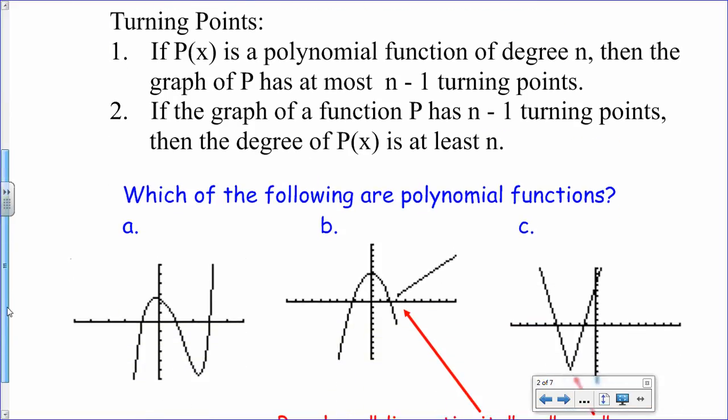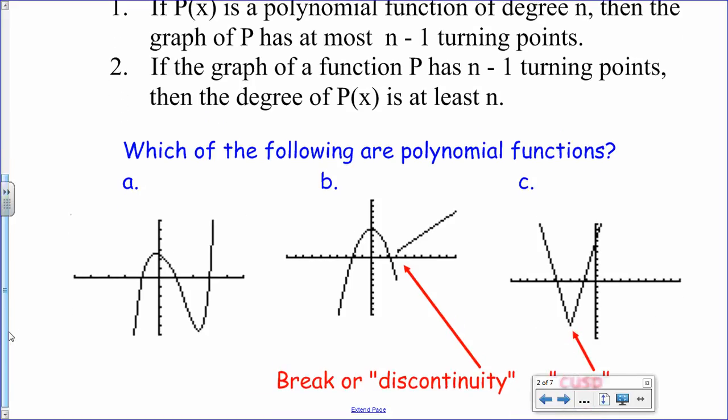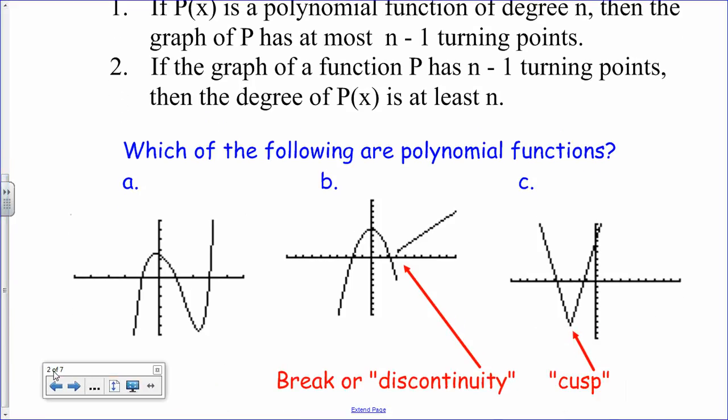So if I look at these graphs, I want to determine which ones are polynomial functions. So smooth and continuous. This one is not continuous because there's a break here. Continuous means that you don't pick up your pencil or pen at all. You can do the whole graph without lifting your pen or pencil.